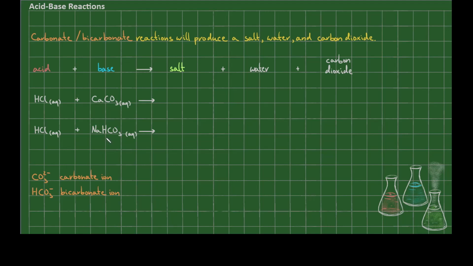In both of these cases, two of the products will be water and carbon dioxide. The salt product will be made from the cation of the base and the anion of the acid. And so in the first case, the salt will be calcium chloride, while in the second case, the salt will be sodium chloride. The second reaction is already balanced, but the first one is not. Let me quickly fix that. In short, if we are reacting an acid with a carbonate or a bicarbonate, we're always going to end up with a salt, water, and carbon dioxide.